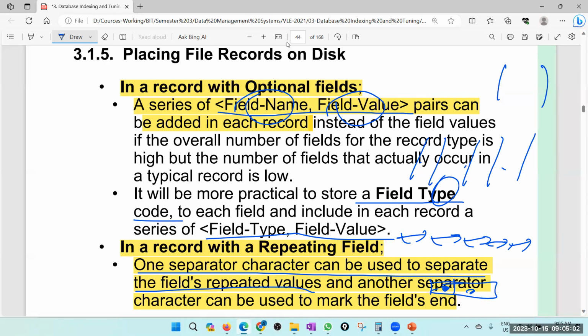Usually you don't go for field name, field value. We use the separator or the width. But when we have so many optional fields and we are getting data for only 1 or 2, we can go for field name, field value as a better performance option. Okay.